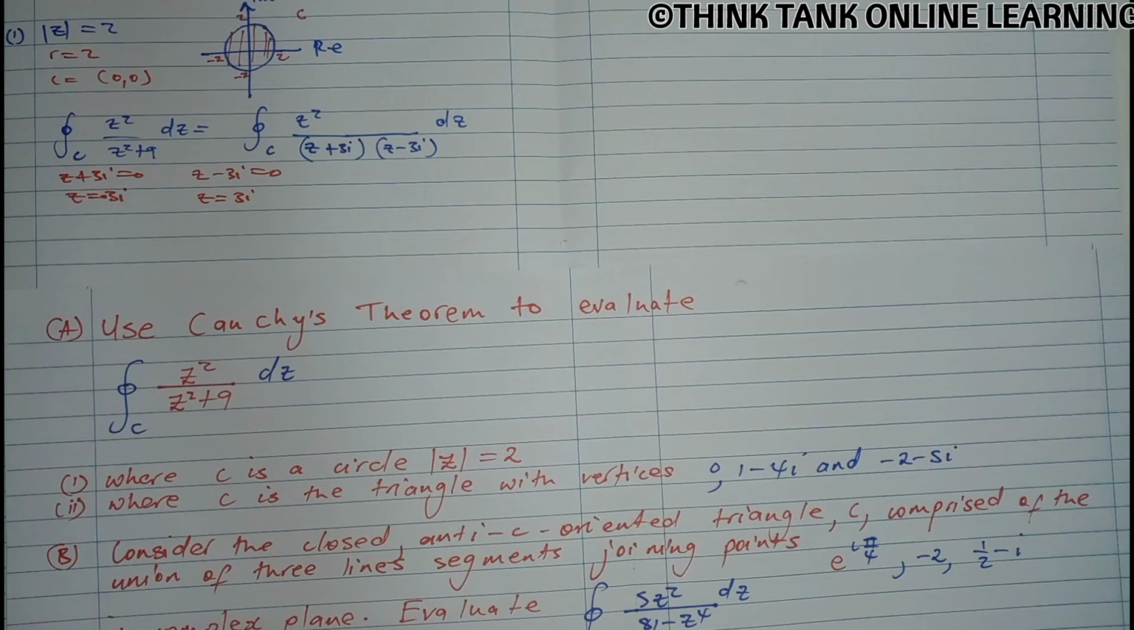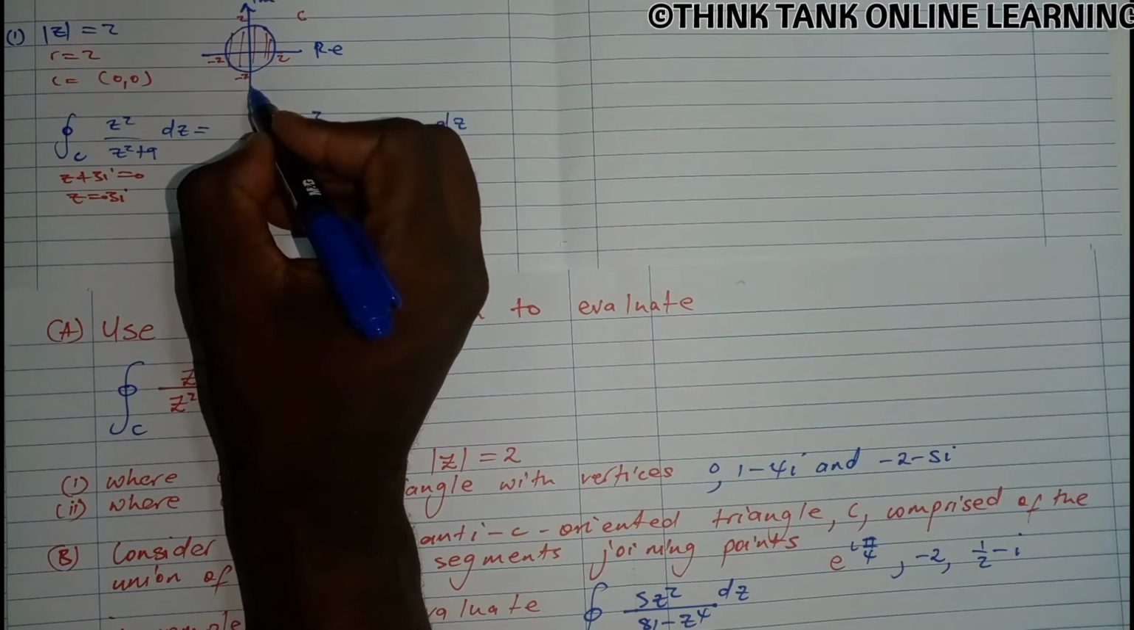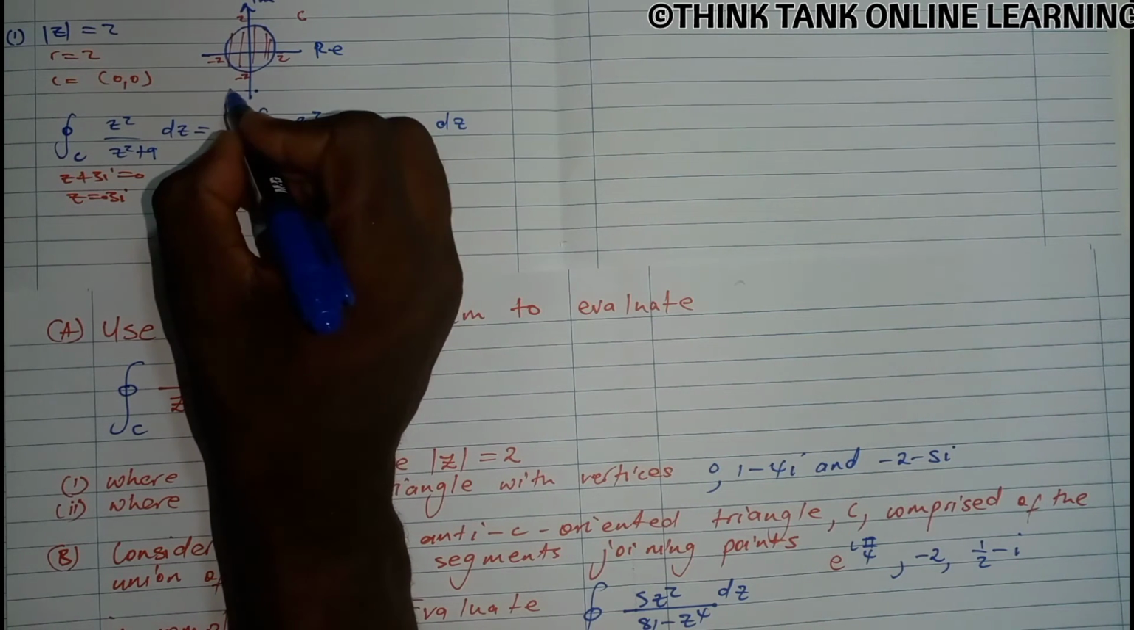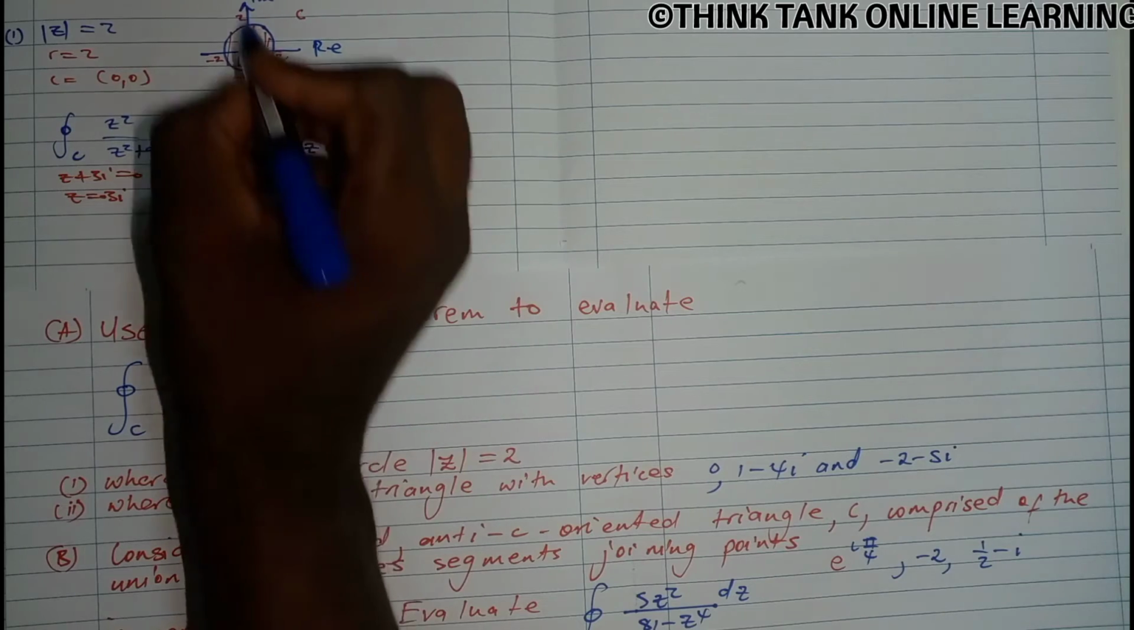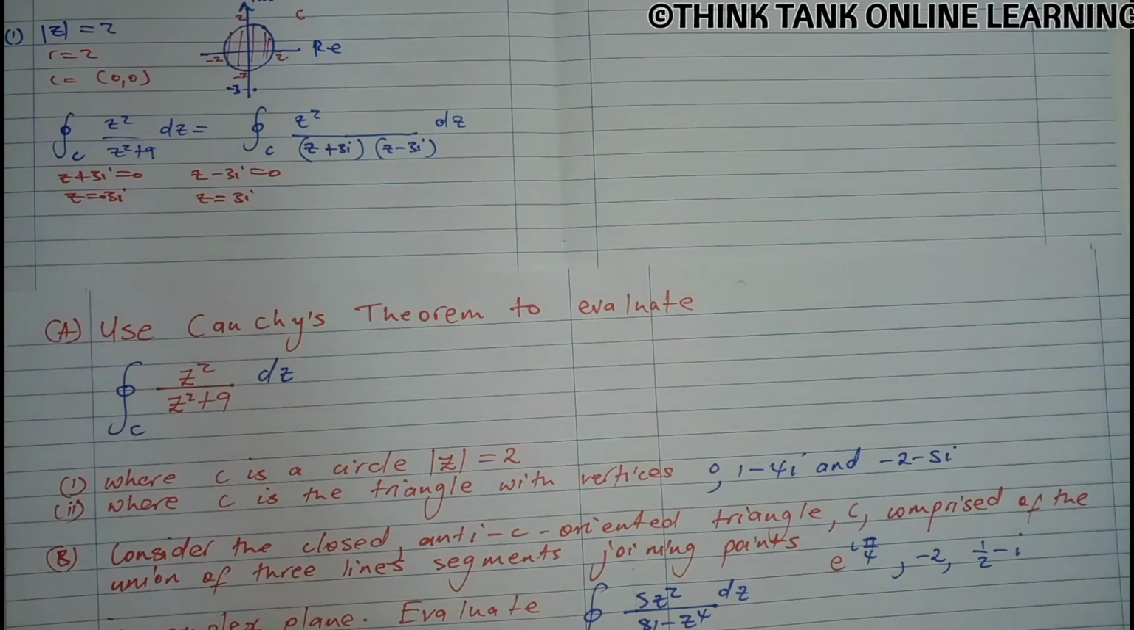Okay, so let us look at our circle. Where is 3i? So 3i is going to be somewhere here. It's not going to be in the region. And what about the negative 3i? It's also not going to be in the region. So what does that mean, or what are you going to do?